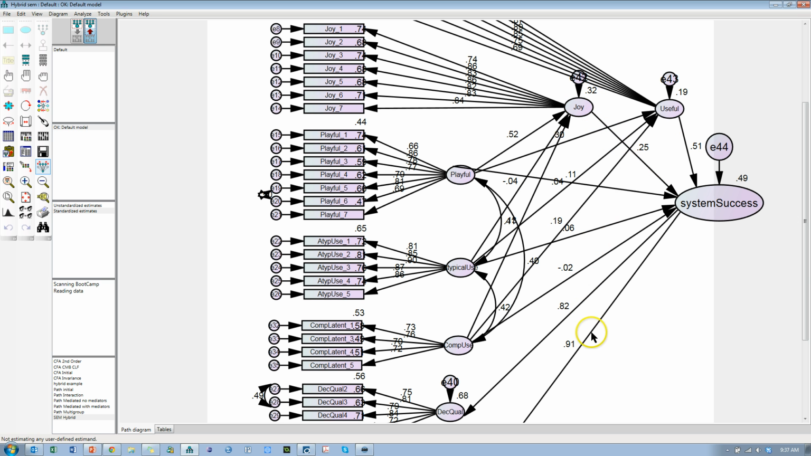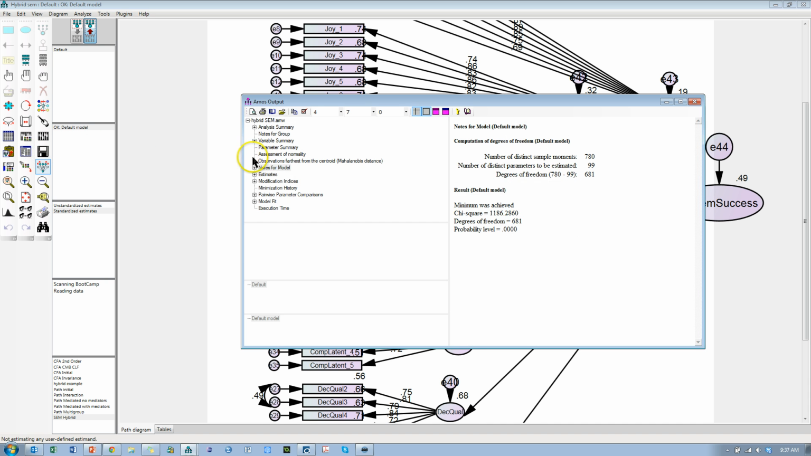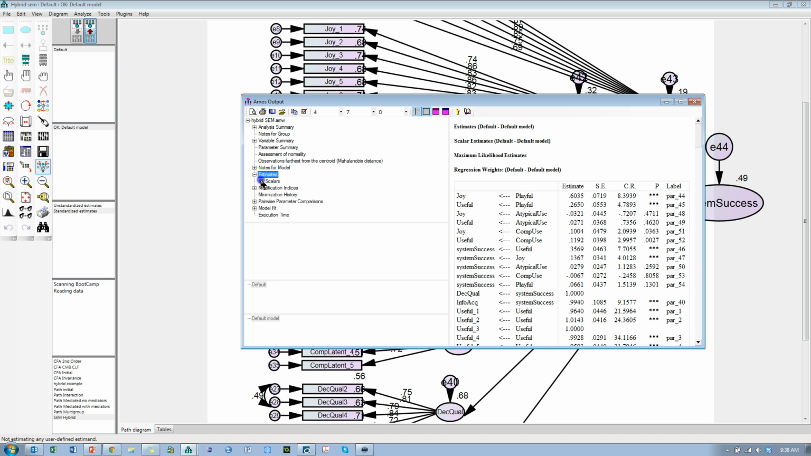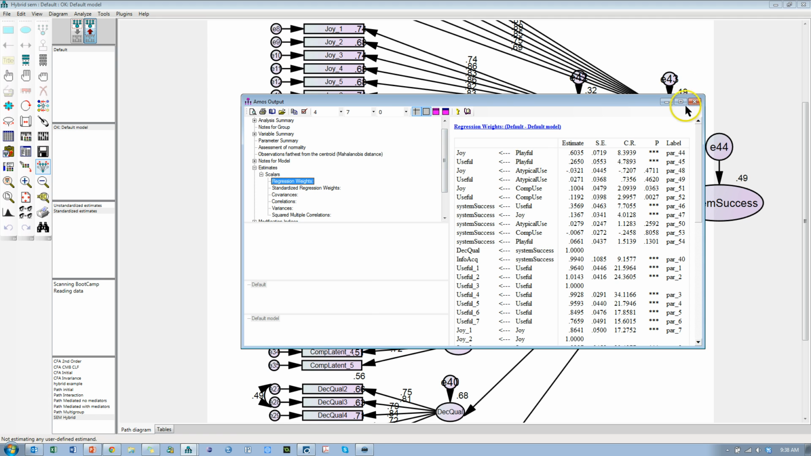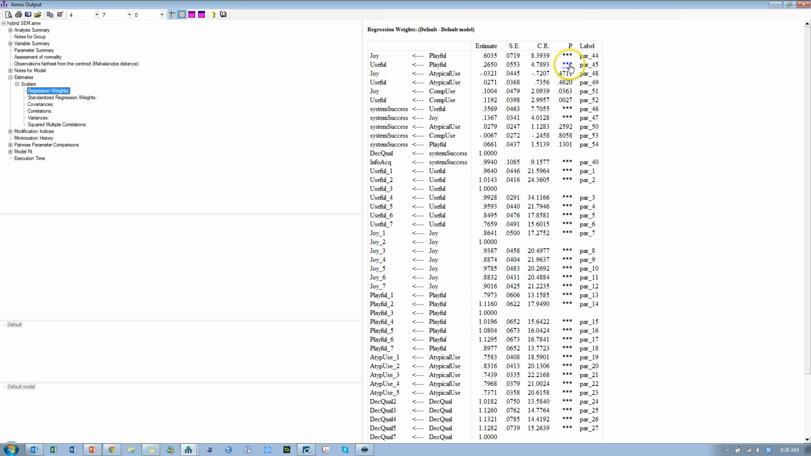Here are the effects. Are they significant? We have no idea until we go look at the output on estimates, scalars, regression weights. And here are our estimates. From playful to joy, yes, significant. Playful to usefulness, significant. These ones not. Atypical use has no effect.